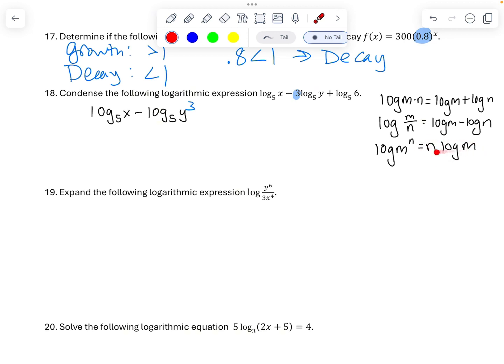I have a number out in front of my log, so I'm going to put that number back in my exponent. Okay, and then look here, I don't have anything I can do to condense that last log, so I'm going to leave it as plus log base 5 of 6. Excuse me. So now from here, which one do I do first, subtraction or addition?